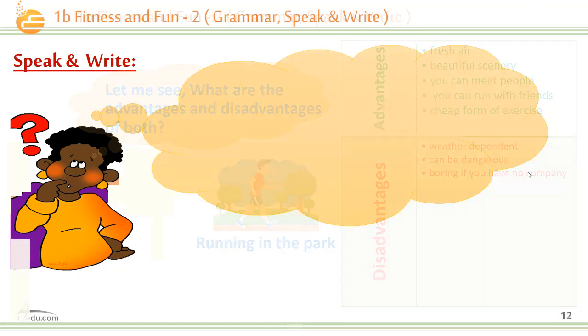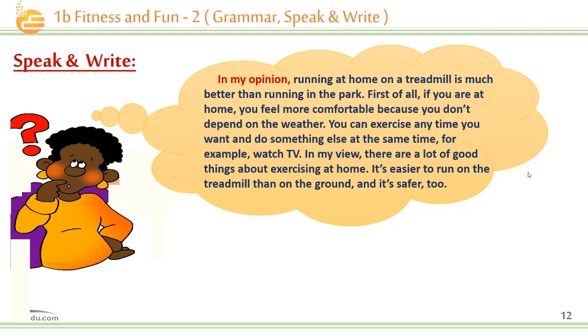Now let's see, what did he choose? He is going to start with the words "in my opinion," because he's trying to convince us about his own opinion. He's going to persuade us. Of course, when he persuades, he's going to give reasons. Why did he choose? So he says, "In my opinion, running at home on a treadmill is much better than running in the park." So this is his idea.